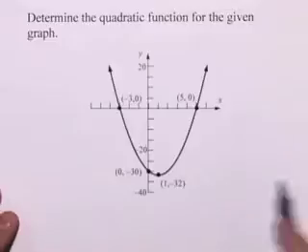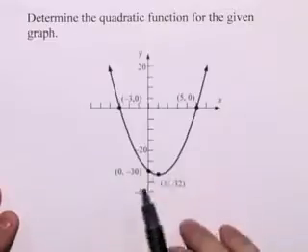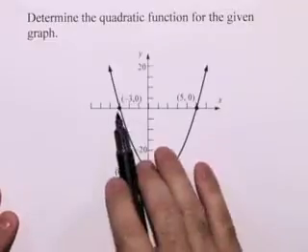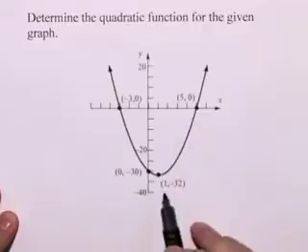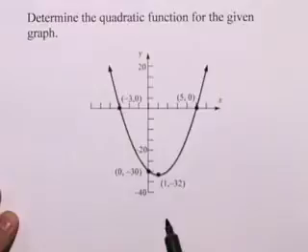In this problem, we're going to determine a quadratic function from a given graph. We want to determine the quadratic function with this given graph as x-intercepts of -3 and 5, a y-intercept of -30, and a vertex at (1, -32).